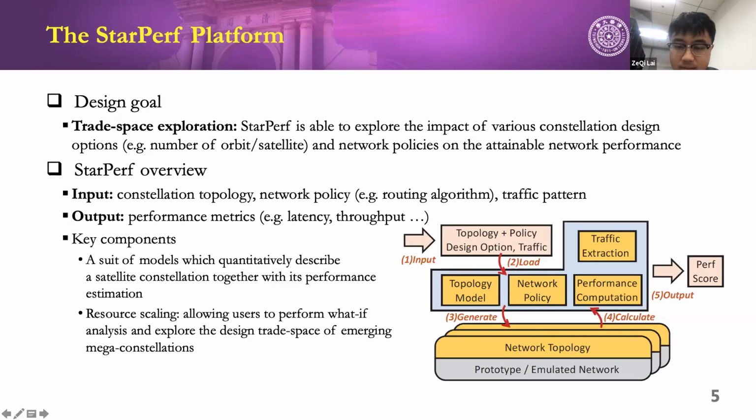The platform takes the constellation topology, network policy, and traffic pattern as inputs, and then the output is a combination of performance metrics such as latency, throughput, resilience, and others. The main components inside StarPerf are a suite of models which quantitatively describe a LEO satellite constellation together with its performance estimation. Moreover, StarPerf allows users to perform what-if analysis and explore the design space of emerging mega-constellations.